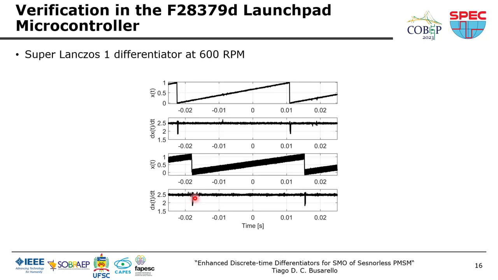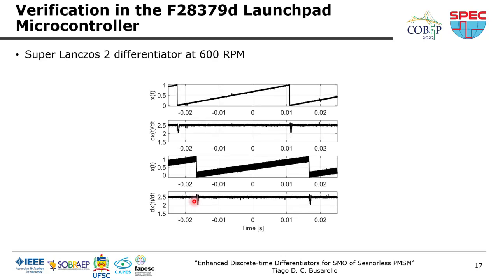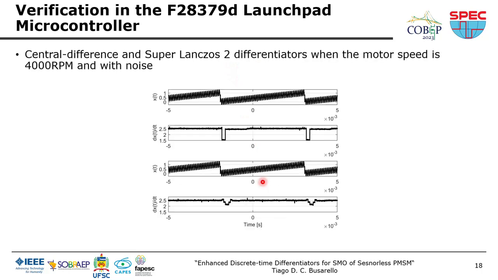For the Super Lanczos 1 differentiator, also running at such a speed, you can see similar behavior, the same kind of ability to deal with noise, but we have not so good variation during discontinuities. For the Super Lanczos 2, we have quite similar behavior. You can see here the behavior with noise and without noise.